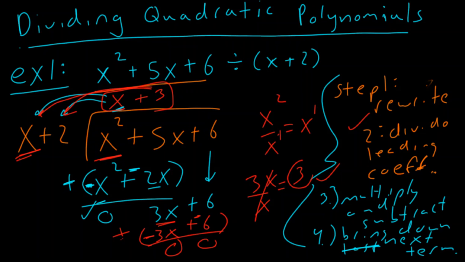And that should make sense. It is a factor of x squared plus 5x plus 6. Okay, let's go ahead and look at an example where it does not divide so evenly.